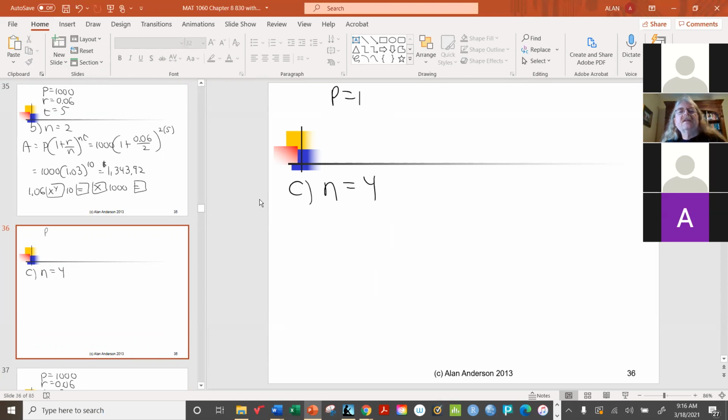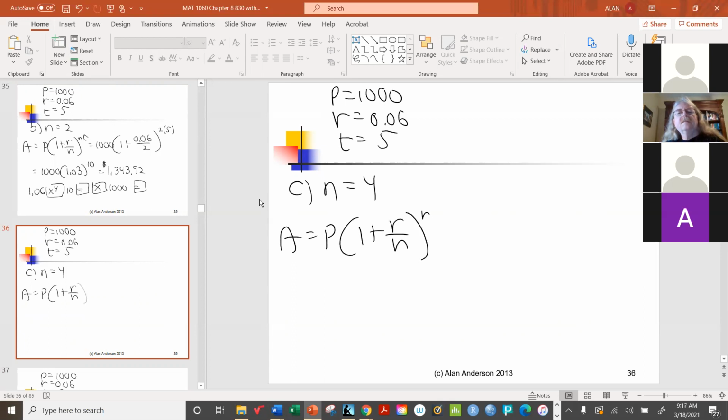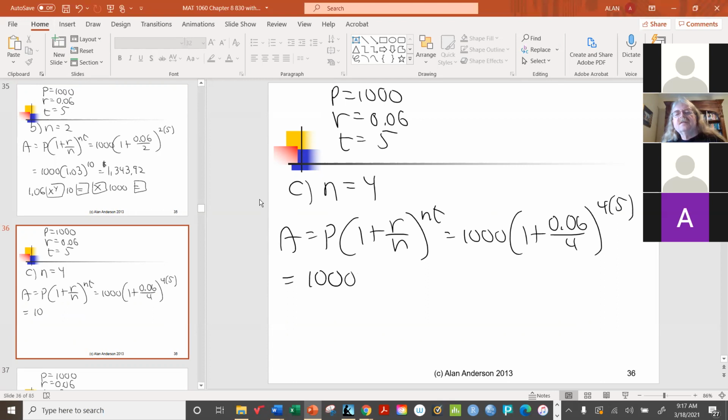And so you'll have P is 1,000, R is 6%, and T is 5 years, of course. All right, so this one is 1,000 times 1 plus 6% divided by 4. The exponent is 4 times 5. So this one is 1,000 times 1.015 to the 20th power. That's the one we want.